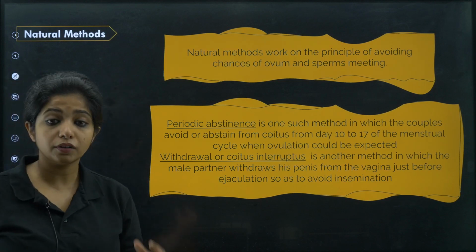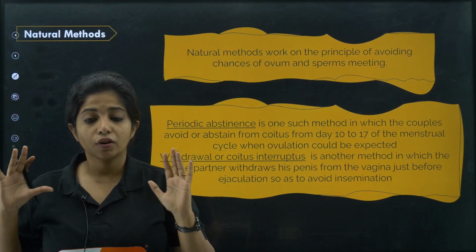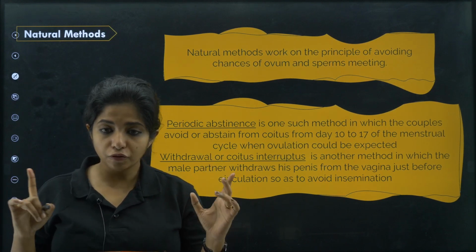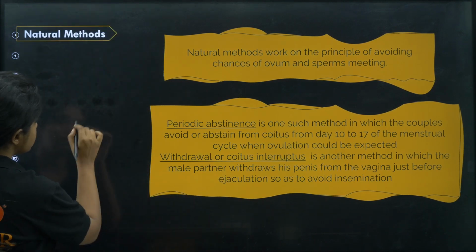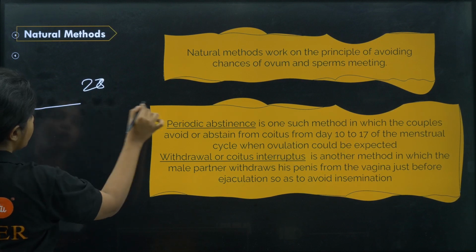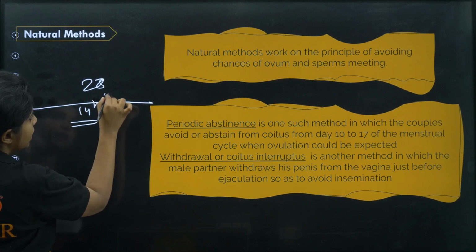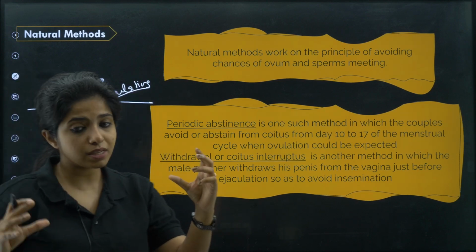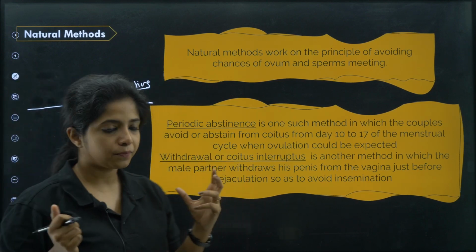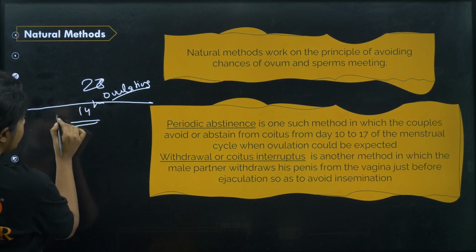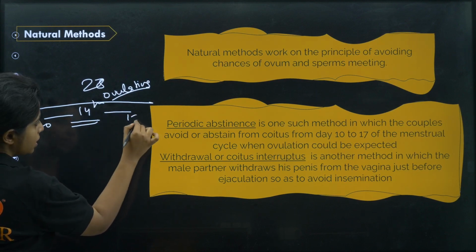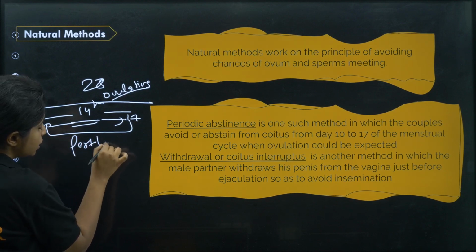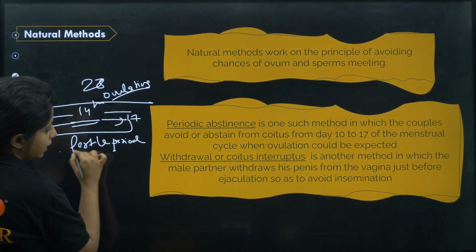Now we have natural methods, where we ourselves are trying not to have a baby. How? There is periodic abstinence, where a woman has a natural cycle of 28 days, and on the 14th day she will be ovulating. That means there is a release of ovum. If ovum is there and sperm is also there, fertilization will happen. So the period of 10 to 17 days is known as the fertile period.